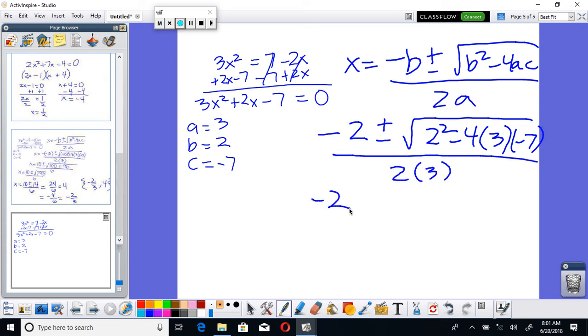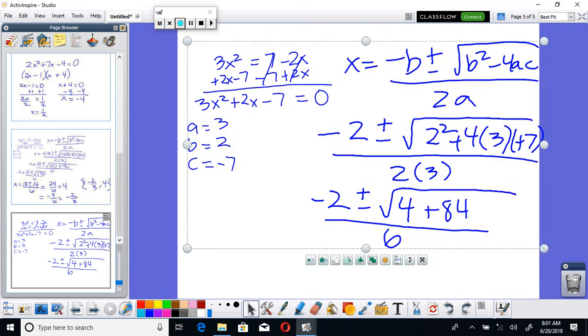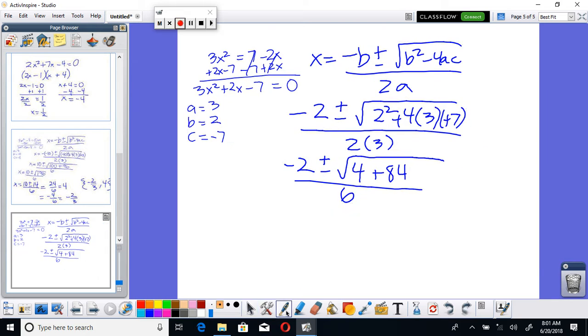Negative 2 plus or minus 4 plus 84 over 6. So x equals negative 2 plus or minus radical 88 over 6. Is that okay? Oh yeah, you're right. We need to simplify the radical 88.